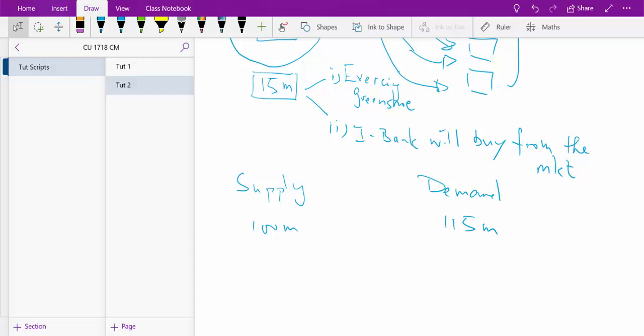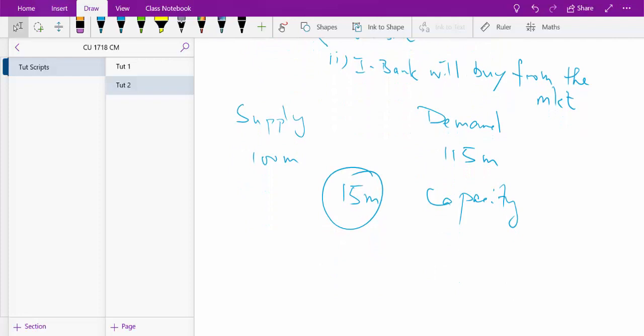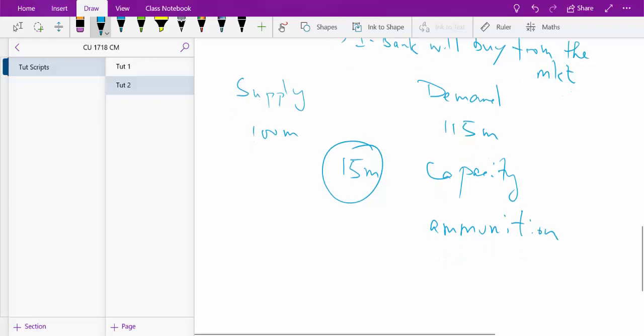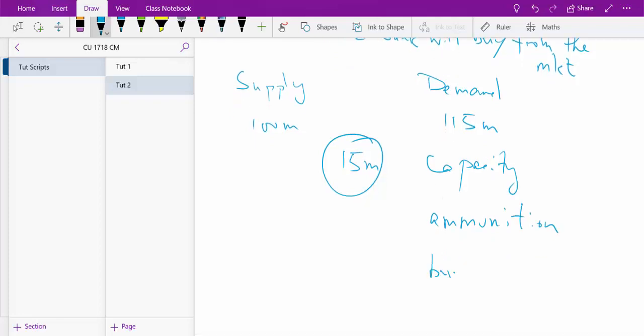What's going on is the broker or the iBank, okay, they actually have the capacity, and capacity is the right word, okay? They have the capacity to reabsorb 15 million shares back from the market if they need to. Now you can call this capacity. You can look at it in another way. It's kind of ammunition. Ammunition. If that doesn't grab you, they have some buying power, don't they?